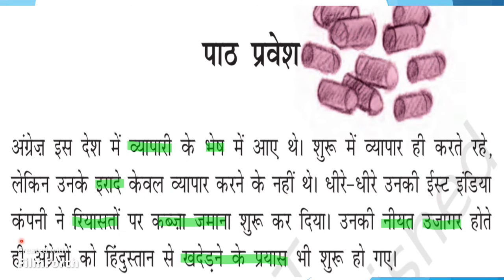धीरे धीरे उनकी ईस्ट इंडिया कंपनी ने रियासतों पर कब्जा जमाना शुरू कर दिया. Slowly, their East India Company, they started capturing our princely states. रियासत means princely states, कब्जा जमाना means capturing. उनकी नीयत उजागर होते ही अंग्रेजों को हिंदुस्तान से खदेड़ने के प्रयास भी शुरू हो गए. As soon as their wrong intentions or motives got exposed, all the attempts to expel them from India also started. Niyat means wrong motives or intention. Ujagar means exposed. खदेड़ने के प्रयास means to expel them from our country.